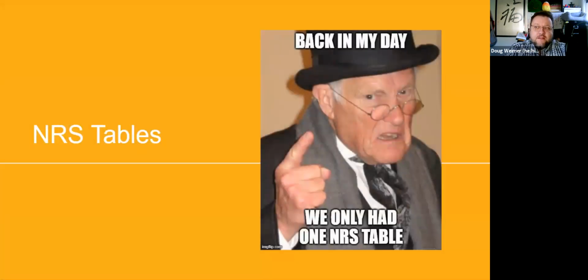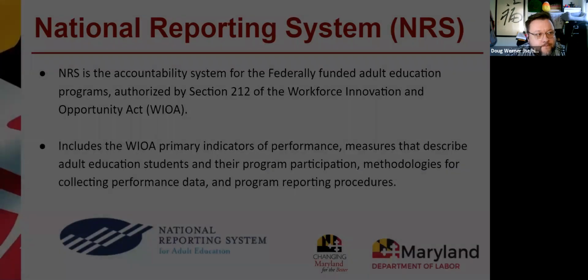Okay, so first of all, let's talk about some NRS tables. Now, like I said, we're not going to talk about all of them, but we're going to hit on some key tables that I use the most often at the state office, and also the ones I think are the most useful for local programs.